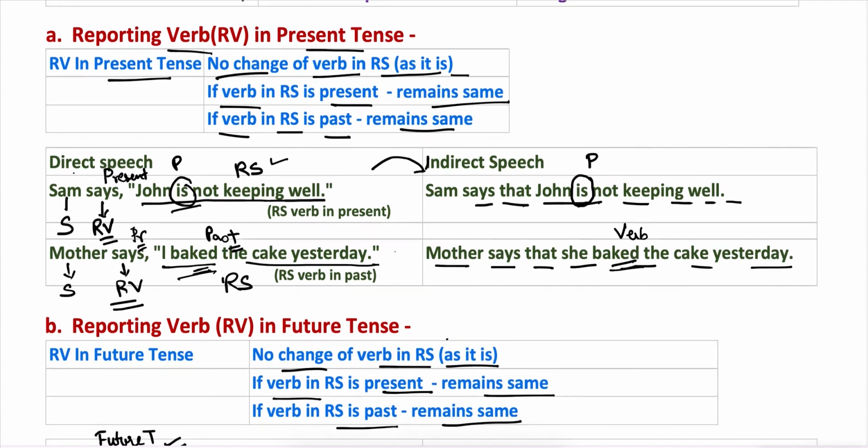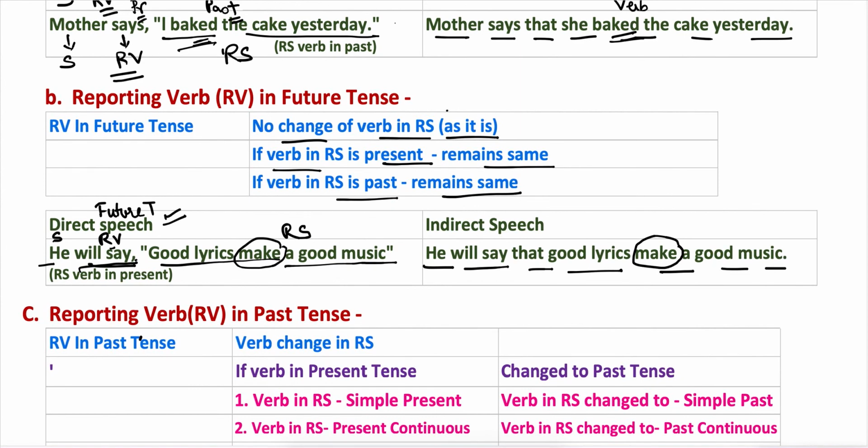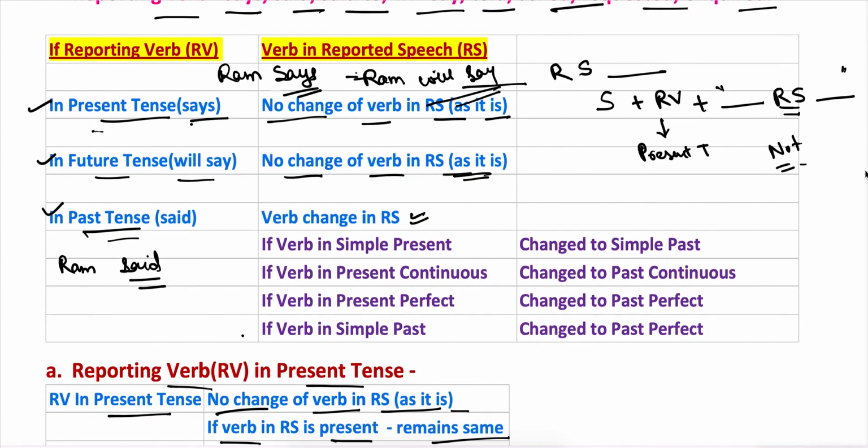Second condition, when the reporting verb is in future tense, then also there will be no change of verb in the reported speech. Now the third condition, when the reporting verb is in past tense. When the reporting verb is written in past tense, like said is written, we can identify that it is in past tense. So there is a change of verb. So it has four conditions.